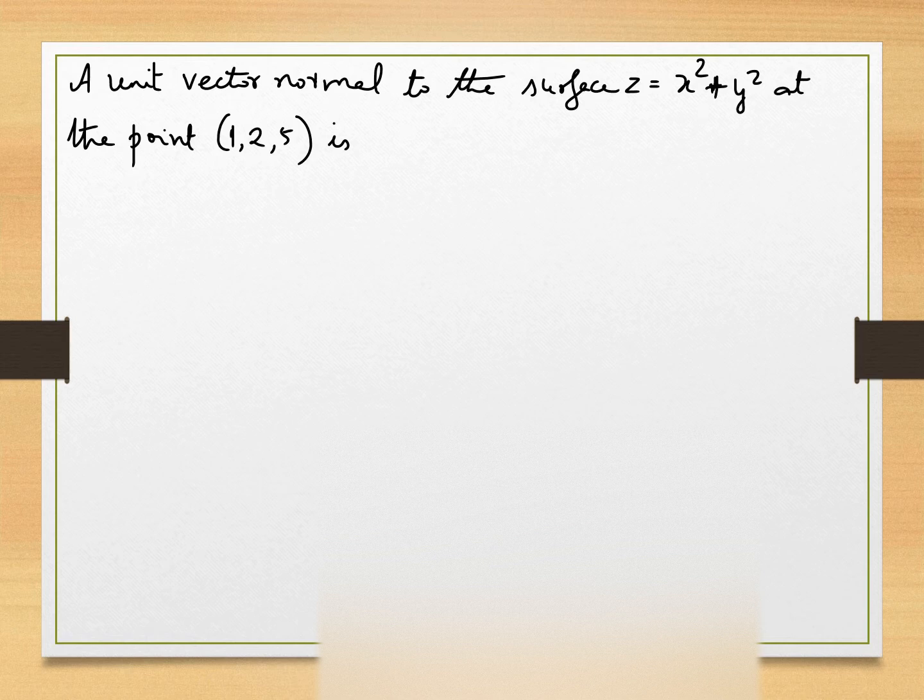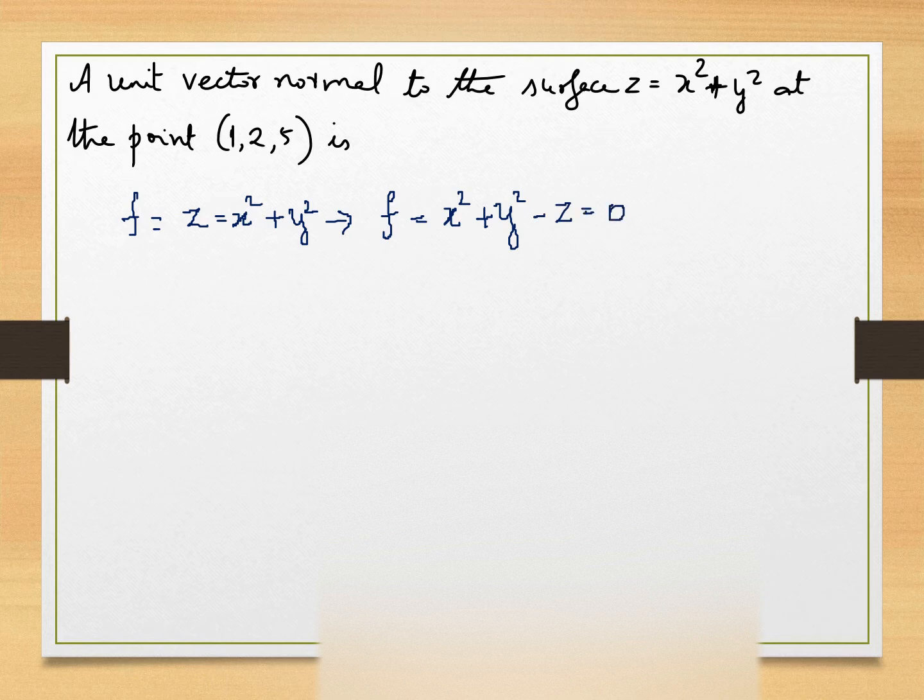So first, the function which is given by the question is z is equal to x square plus y square. So we can write it as function f is equal to x square plus y square minus z is equal to 0. This is the surface function. So we have to find the unit normal to this surface function.